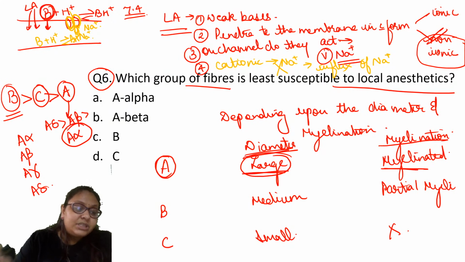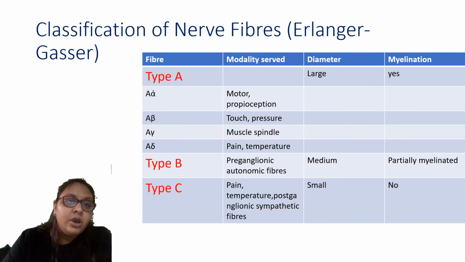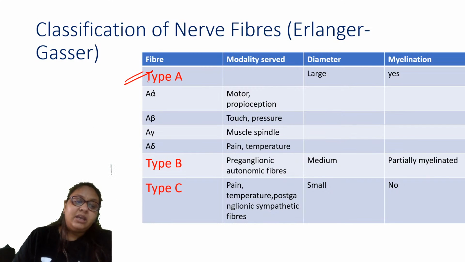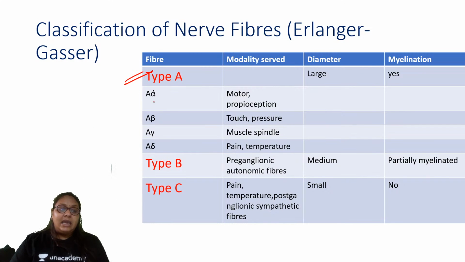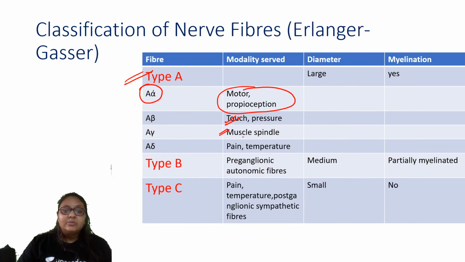A alpha is the one which carries motor and proprioception, and therefore these are least susceptible to local anesthetic. So just remember this classification. Type A is A alpha, A beta, A gamma, A delta. A alpha are myelinated and large, and they carry motor and proprioception. A beta is touch and pressure, gamma is muscle spindle, and delta is pain and temperature. The B fibers are preganglionic autonomic.